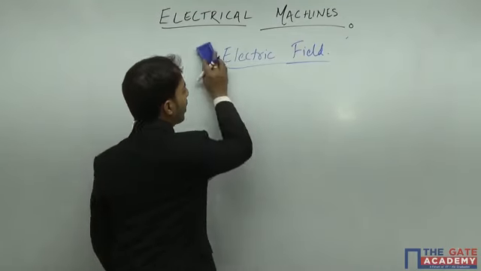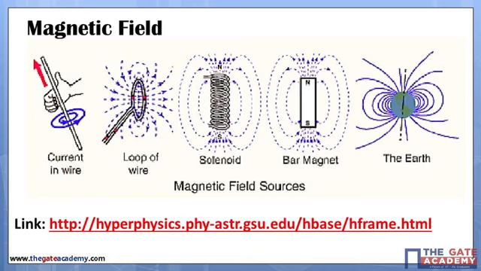The next topic is magnetic field. If you see in your PPT, there are various causes for which a magnetic field can be produced. The first given in your PPT is current in a wire. If there is a current in a wire, we will have a magnetic field. A loop of wire will also have a magnetic field. A solenoid will also have a magnetic field. A bar magnet, which means a permanent magnet, will also have a magnetic field. Our Earth itself has its own magnetic field.